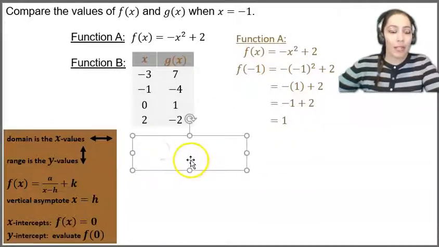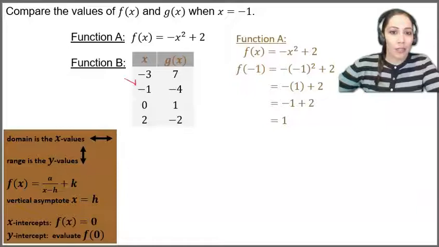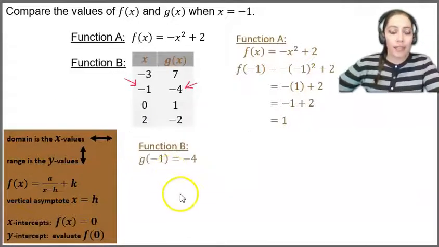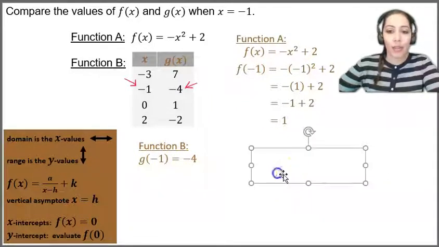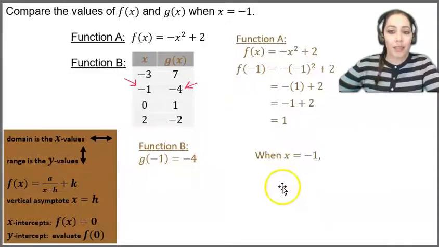Now I'm going to look down here at my g of x. When x equals -1, where is that? Well, I can see here that when my x equals -1, my g of x, or my y, equals -4. So I can go ahead and write function B: g of -1 does equal -4. And then I can go ahead and just compare these.